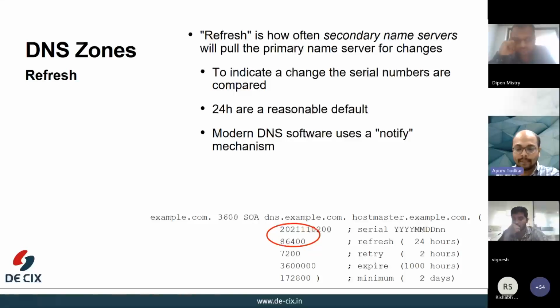So in this example, the refresh interval is kept at 24 hours. After every 24 hours it will query the primary name server and take a copy of that particular zone and replace its existing one. And it's done automatically, no manual intervention is required. And this refresh interval can also be manipulated accordingly.